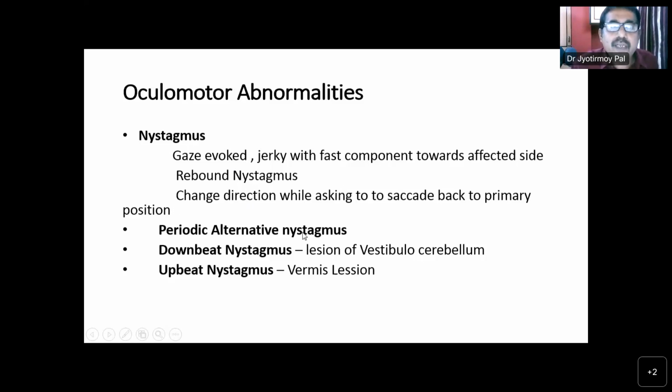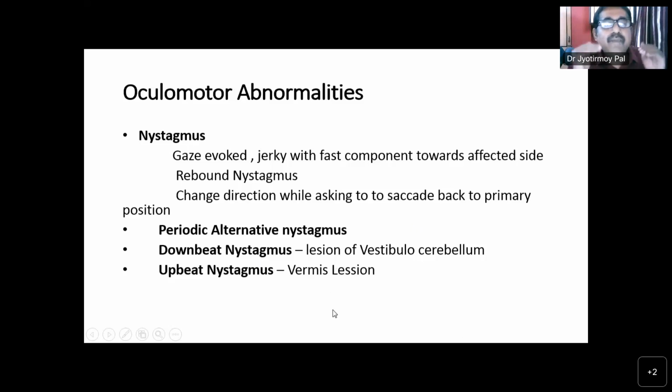Periodic alternating nystagmus, another very important nystagmus. First there will be nystagmus with the first component to the right side, then the eye will come back by pursuit movement to the primary position. Again now there will be a first component to the left side. That is called periodic alternating nystagmus. Downbeat nystagmus is basically found in a lesion of the vestibulocerebellum, and upbeat nystagmus we see in a lesion of the vermis.